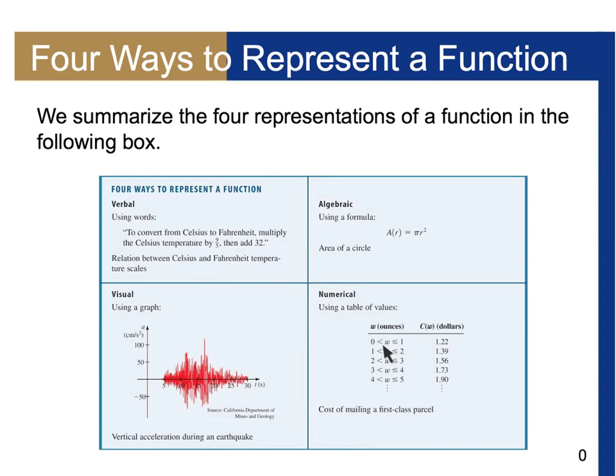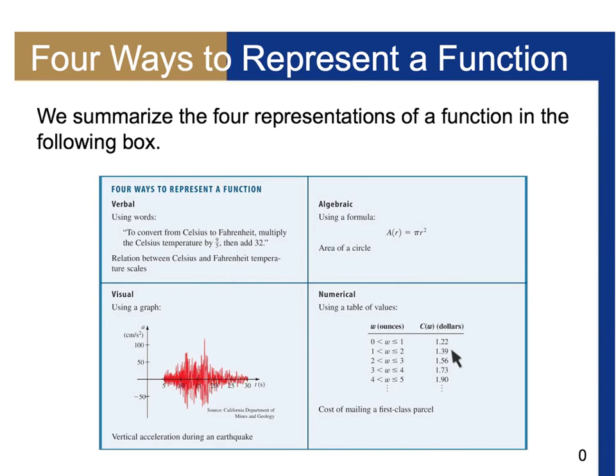And here's a table of values. So this one might be your cost for mailing a first-class letter. When your weight is between 0 and 1 ounce, your cost is $1.22. When it's greater than 1 but less than or equal to 2, it's $1.39. When it's between 2 and 3 ounces, it's $1.56. Between 3 and 4 ounces, it's $1.73. And between 4 and 5, it's $1.90, etc.